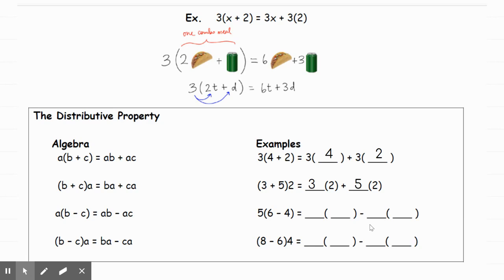And these same rules apply when it's subtraction versus addition. You have 5 times the quantity of 6 minus 4. Well, 5 is being distributed. So you have 5 times 6 minus 5 times 4. Okay, and again, it typically won't be written like the last example. The number or variable being distributed will typically be in front of the parentheses, not behind it. But this is 8 times 4 minus 6 times 4. You are distributing the 4 to the 8 and to the 6.